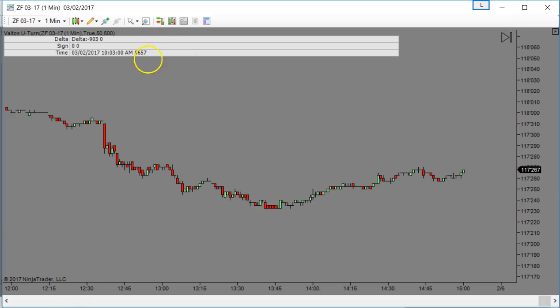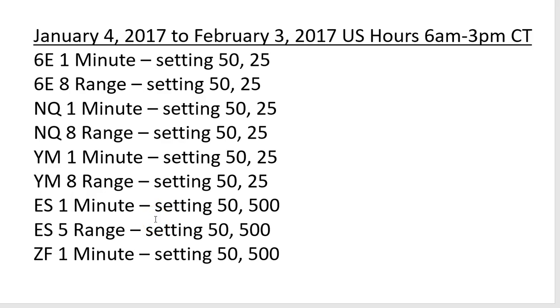So, getting back, I went through all these charts. I showed you every trading day that I have on my system from Jan 4th until February 3rd. Again, the decision's yours. You could start with these settings. Don't use the default settings.